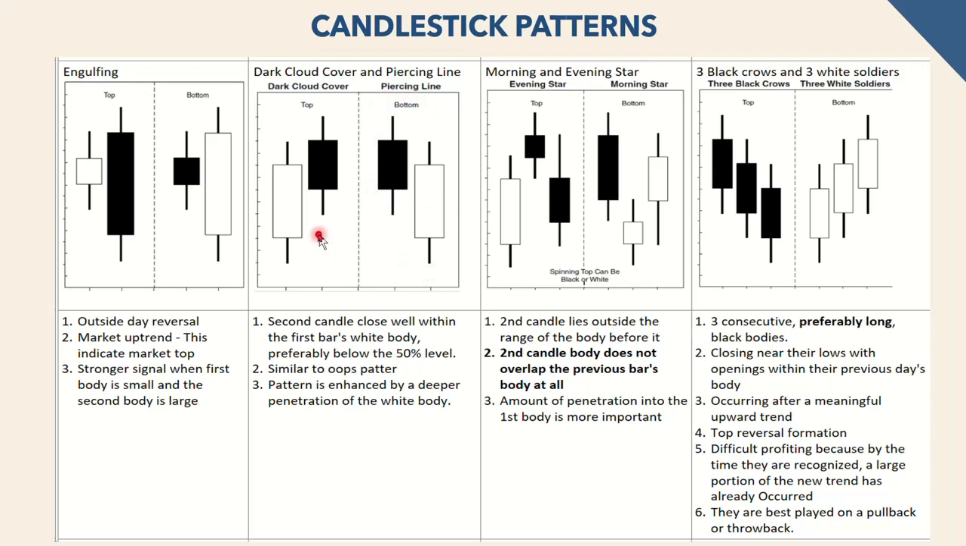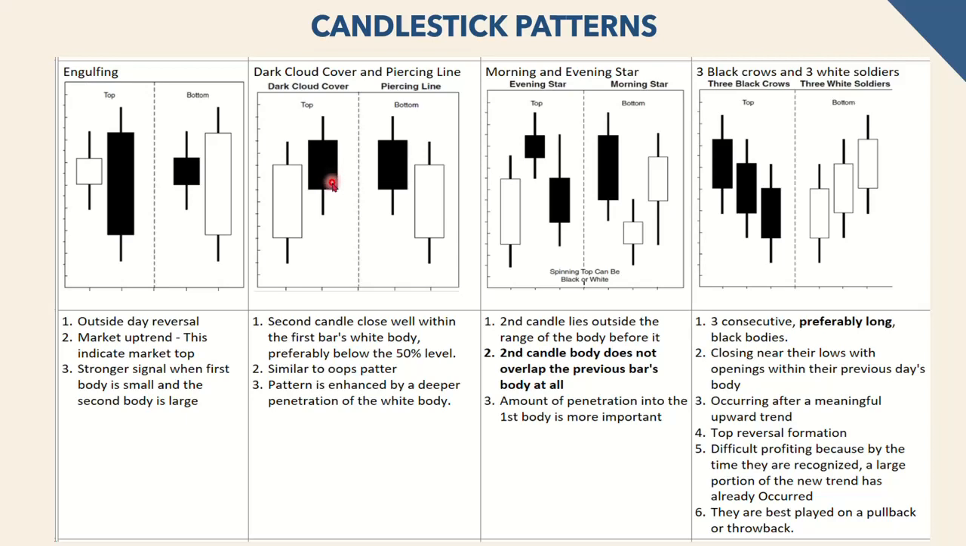The formation happens like this. The second candle open is above the high of the first candle. Basically, it's an opening gap. Then the second candle closes well within the first bar's white body, preferably below the 50% level. This is similar to the OOPS pattern we discussed in bar chart patterns. The pattern is enhanced by a deeper penetration of the white body or black body.